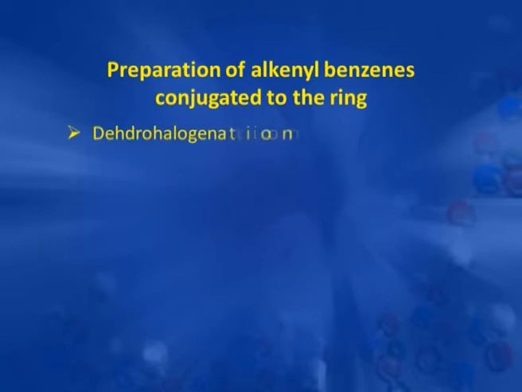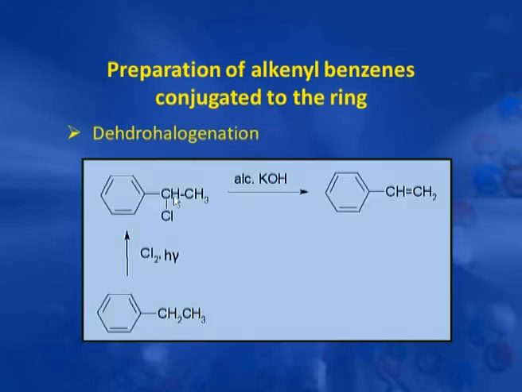Now the second method is dehydrohalogenation. If we have a halogen substitution in the side chain, like 1-chloro-1-phenylethane, then by heating with alcoholic KOH there is a dehydrohalogenation and we get a double bond in the side chain. This compound can be synthesized by chlorination of ethyl benzene in the presence of UV light, and we get this substitution at the first position. It is the major product here.